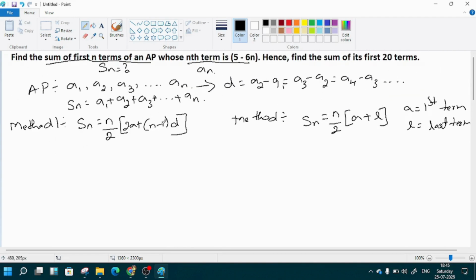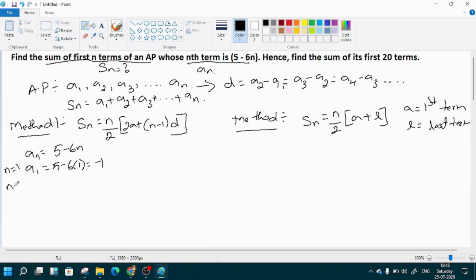Before going to the formulas, we'll find the a value and d value for this series, because they have given the An value. With this An value we are able to find the a value and d value. What is given? An is equal to 5 minus 6n. When I substitute 1 for n, it becomes 5 minus 6 into 1, so the value is minus 1.